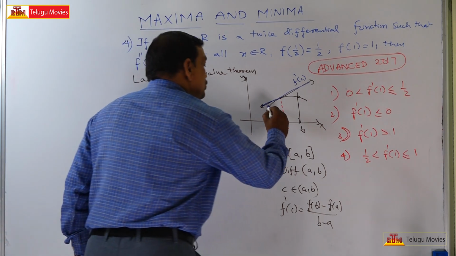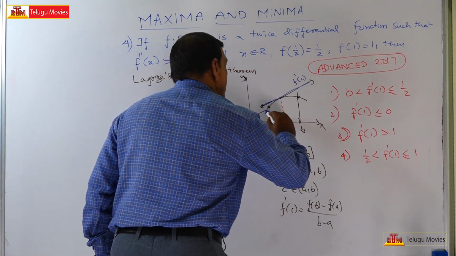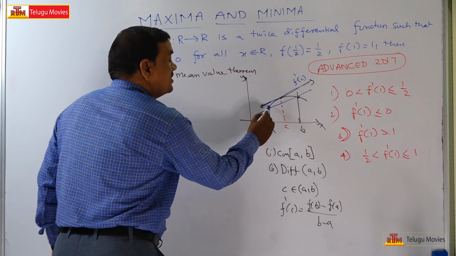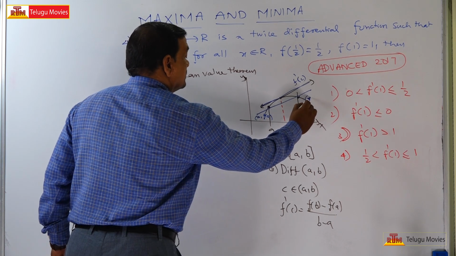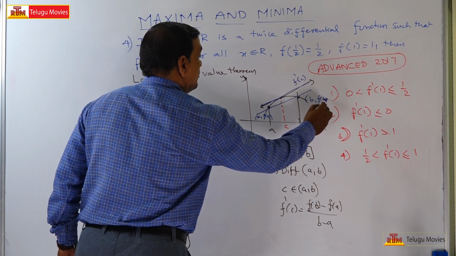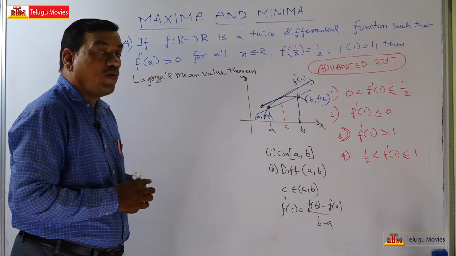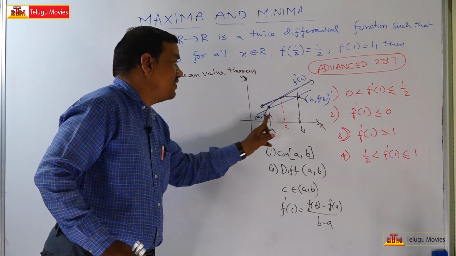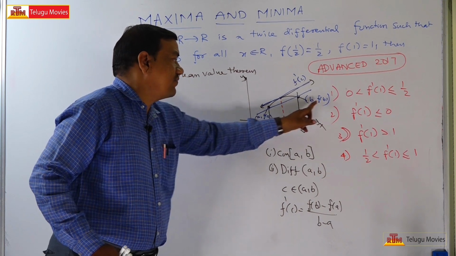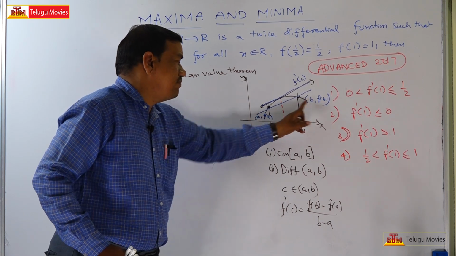That means you join these 2 points here. What is this point here? A comma f of a. What are the coordinates of this? B comma f of b. Okay, now what is the slope of the line joining these endpoints? y2 minus y1 by x2 minus x1, that is f of b minus f of a by b minus a.